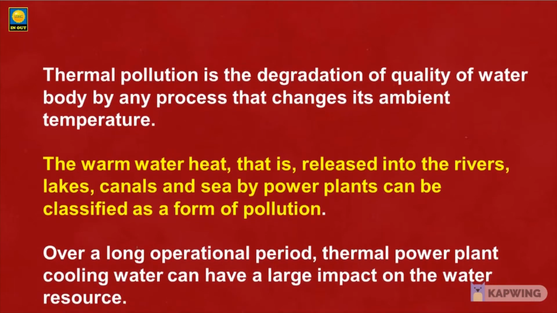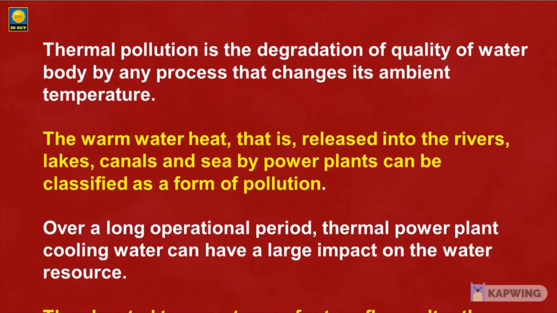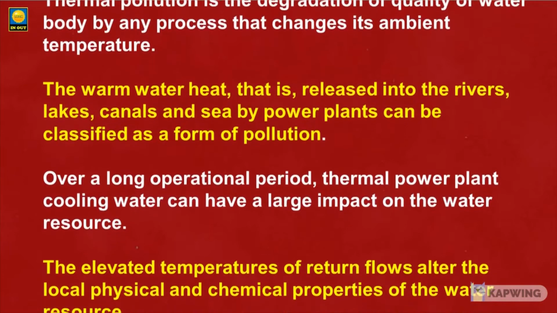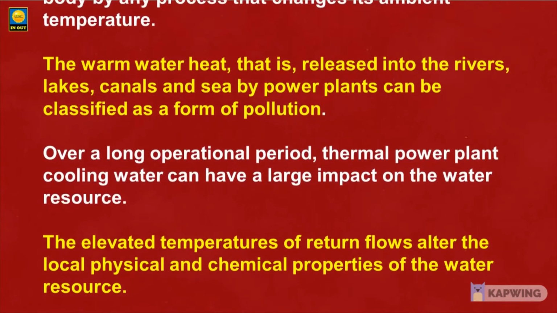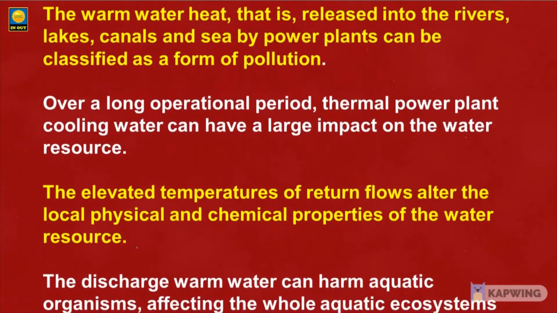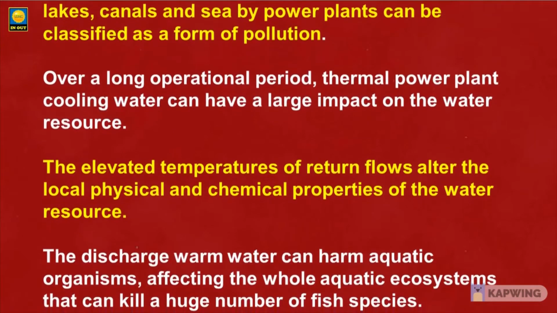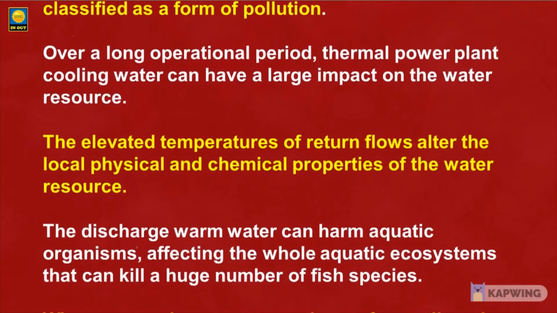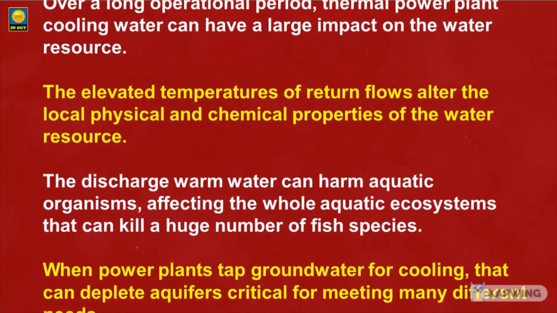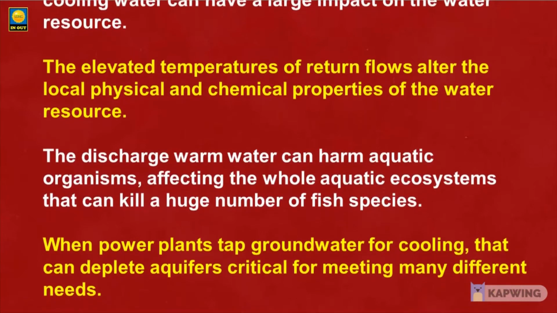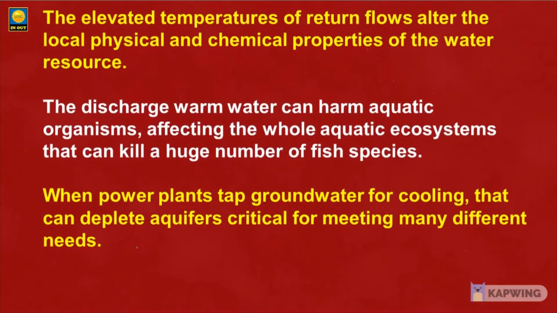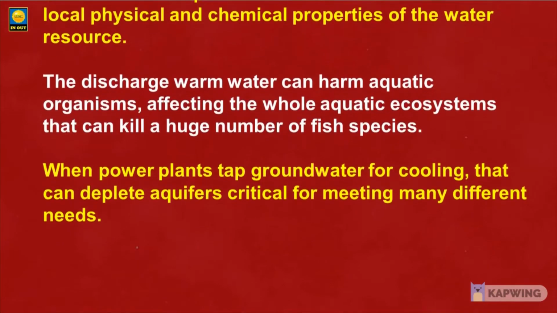Over a long operational period, thermal power plant cooling water can have a large impact on the water resource. The elevated temperatures of return flows alter the local physical and chemical properties of the water resource. The discharged warm water can harm aquatic organisms, affecting the whole aquatic ecosystem, and can kill a huge number of fish species. When power plants tap groundwater for cooling, that can deplete aquifers critical for meeting many different needs.